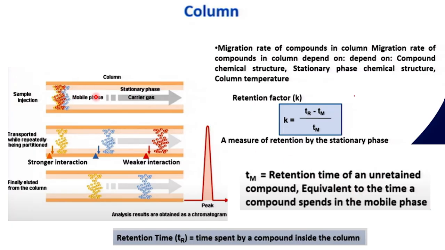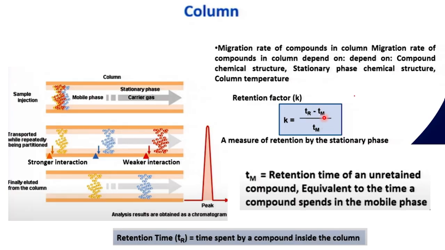So this is the sample injection part, through which the analyte will interact with the stationary phase. The stronger the interaction, the more time it will spend inside the column, and the weaker the interaction, the less time it will spend inside the column. Based on that, you will get the electric signal when the detector detects the analyte.